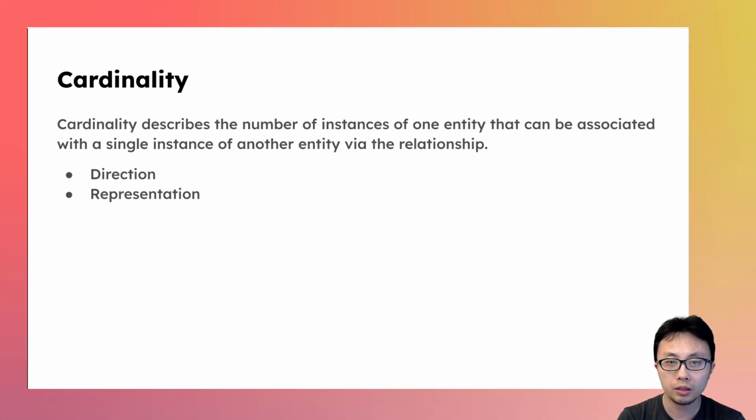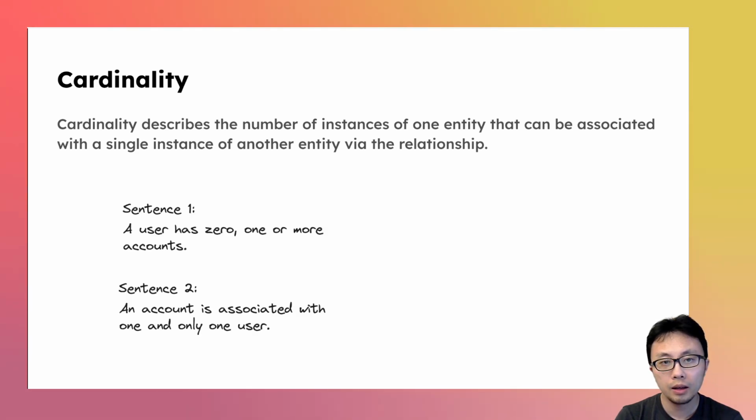There are two things we need to explain on cardinalities, including direction and representation. Let's start with an example. Think about the database of a banking system. There are two entities representing users and accounts. So you have user and account as the two different entities, and their relationship can be broken down to two directional relationships, summarized using two sentences as is shown here on the screen.